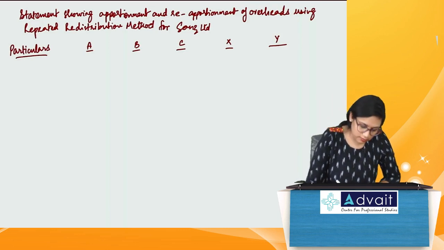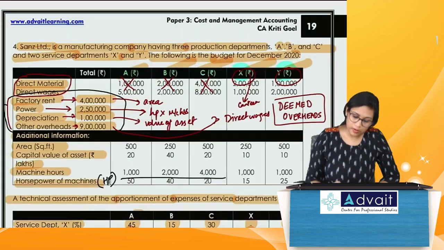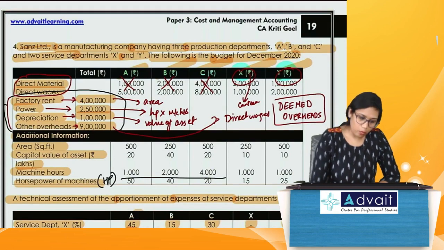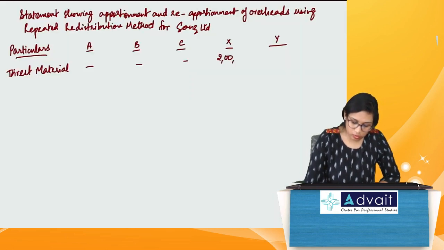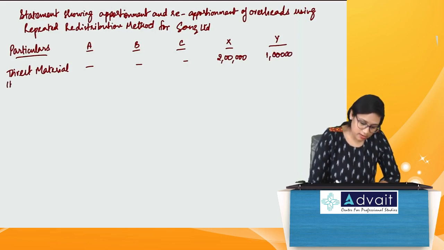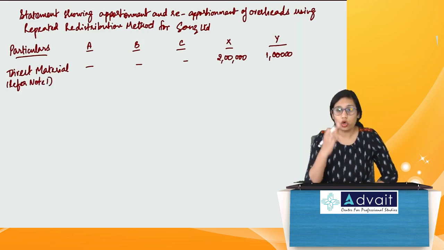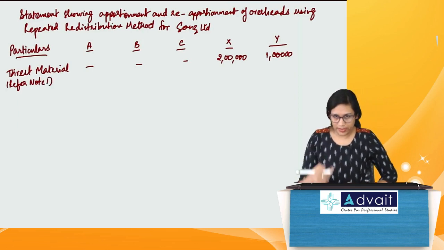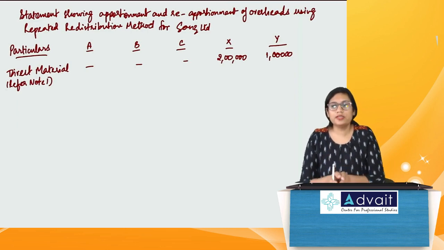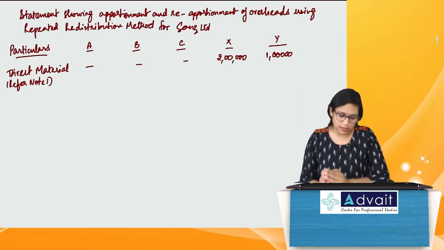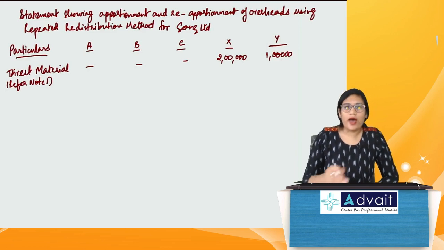So let's start. Direct material nil. This will not come. 2 lakhs, 1 lakh. Let's say refer note 1. Okay, we will write this note 1 later. We will basically put forth what is the concept of deemed overheads. That will explain why I have taken 1 lakh and 2 lakh rupees.